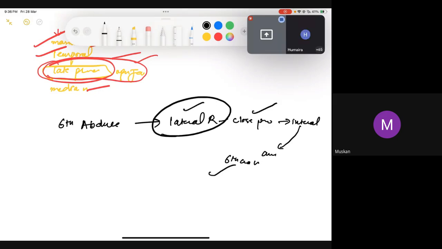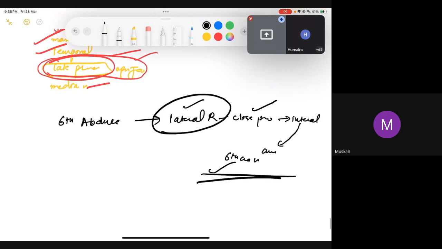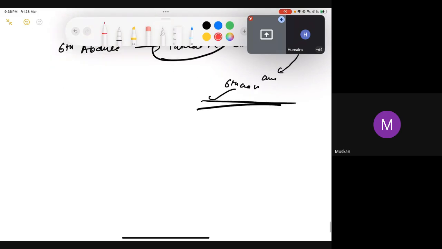Lateral rectus, abduction. In the cavernous sinus, as we know, we have the internal carotid artery, so in close proximity you have your sixth cranial nerve. And lateral to the cavernous sinus, which nerves are present? Cranial nerve 3, cranial nerve 4. What else? Third, fourth, V1, V2. What else?